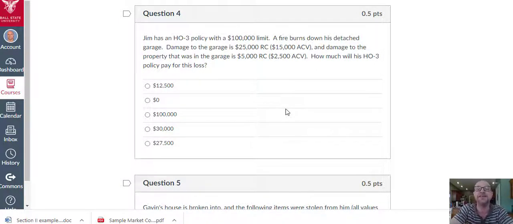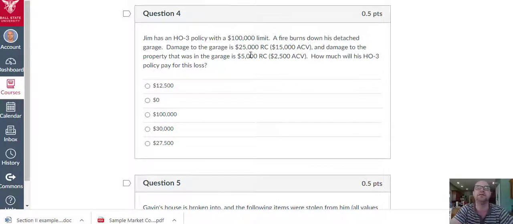Fire burns down his detached garage. Detached garage is what coverage? Other structures, coverage B. What's the max we can get for other structures? Yeah, the max you can get is 10%. So 10% of 100,000, that's what you'll get. Fire, so no problem with the peril, but the problem is the limit. Coverage B limit is 10%.